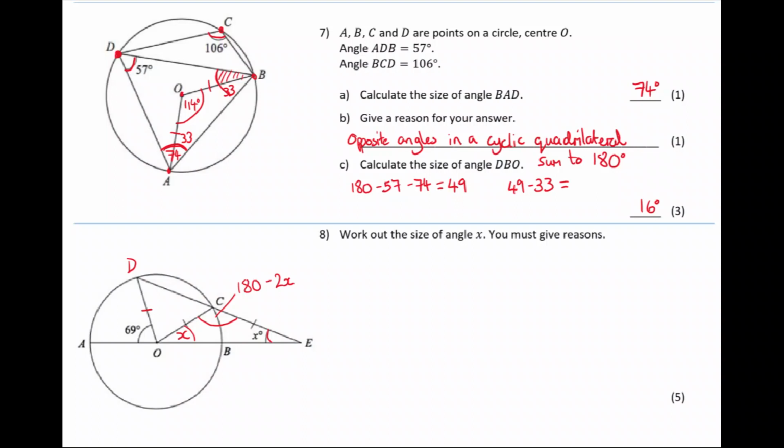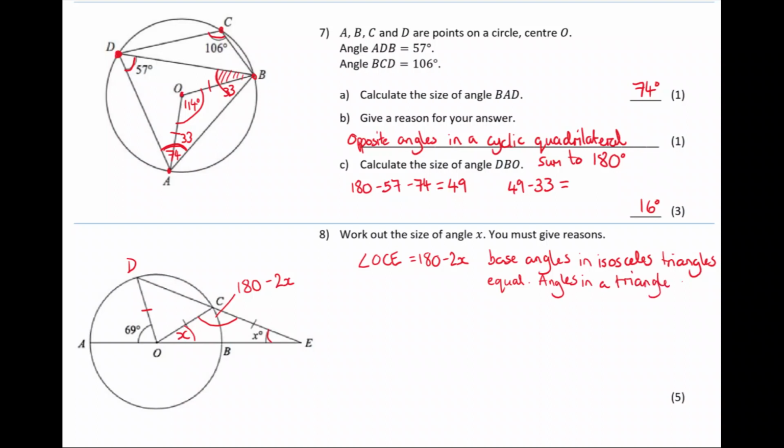Okay, let's start there with our reasons. So let's say angle OCE equals 180 minus 2x, and the reason for that is that base angles in an isosceles triangle are equal, and angles in a triangle sum to 180.